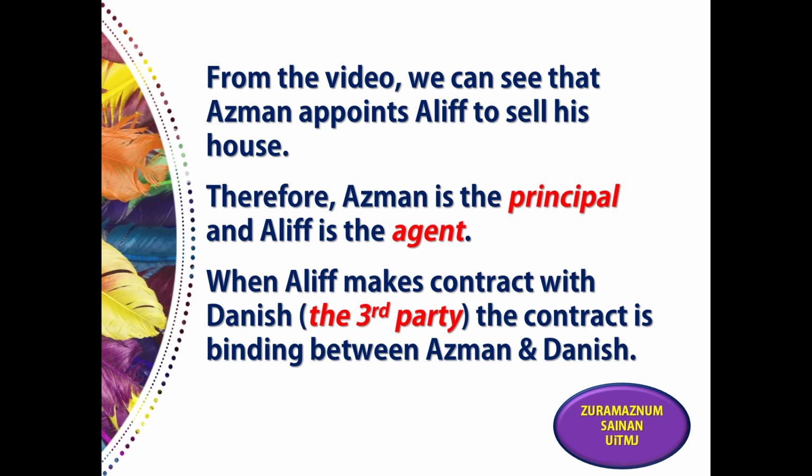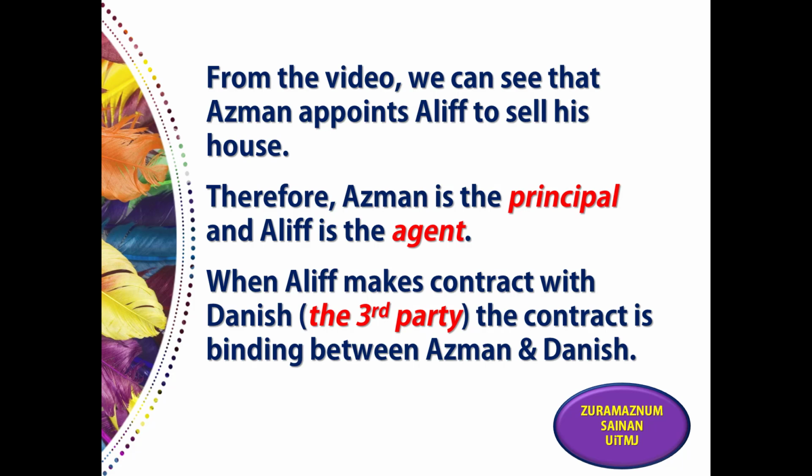From the video that you watched just now, you can see that Azman appoints Alif to sell his house. So when Azman asks Alif, okay, please sell my house, it means that Azman appoints Alif to become his agent to sell his house. So Azman is called the principal and Alif is the agent. Then when Alif makes a contract with Danish, Danish is the third party. So when he makes a contract with the third party, the contract is actually for Azman. So the contract is binding between Azman and Danish.